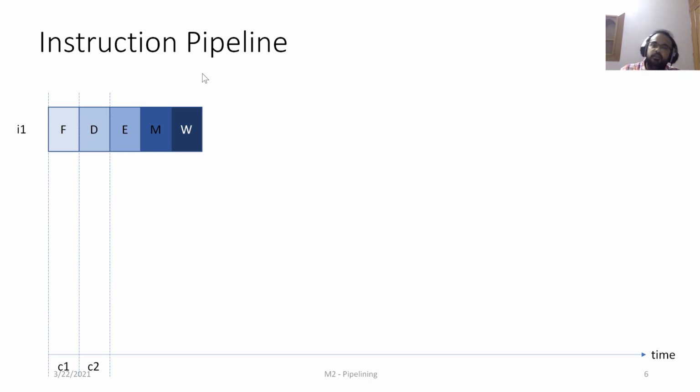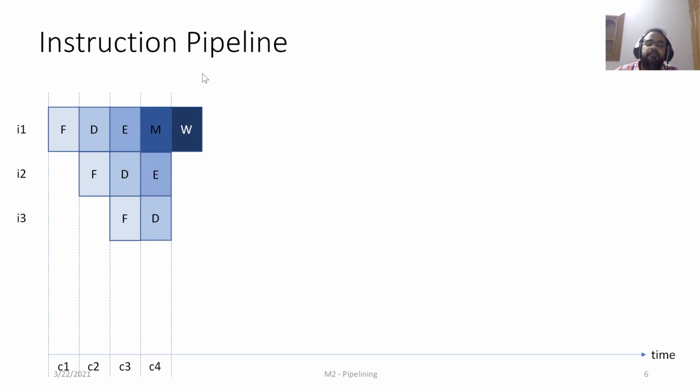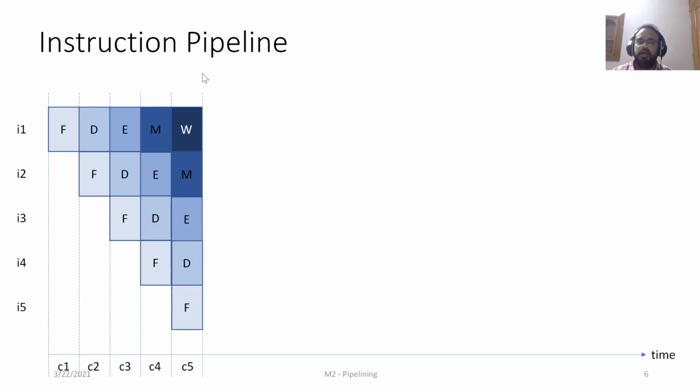In cycle 2, it will be moving into the decode stage, and instruction 2 will be fetched. In cycle 3, I1 will move to the execute stage, I2 will be decoded, and we'll start fetching I3. In the fourth cycle, I1 will be moving to the memory access stage, I2 will be executed, I3 will be in the decode stage, and we will start fetching I4. In the fifth cycle, I1 moves to the write back stage, I2 moves to the memory, I3 moves to the execute, I4 moves to the decode, and we will start fetching I5.